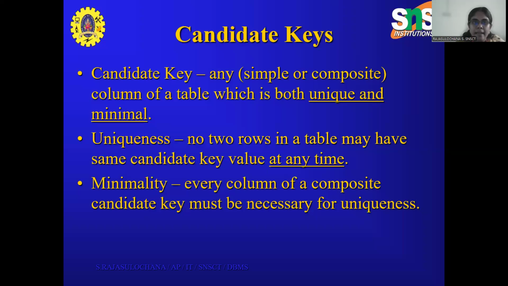A candidate key is defined as any simple key of a table, or any column of a table, which should be unique as well as minimal. By uniqueness, we say that no two rows in any table should have the same candidate key. By minimality, we mean that every column of the candidate key is essential for defining the uniqueness of the particular attribute.